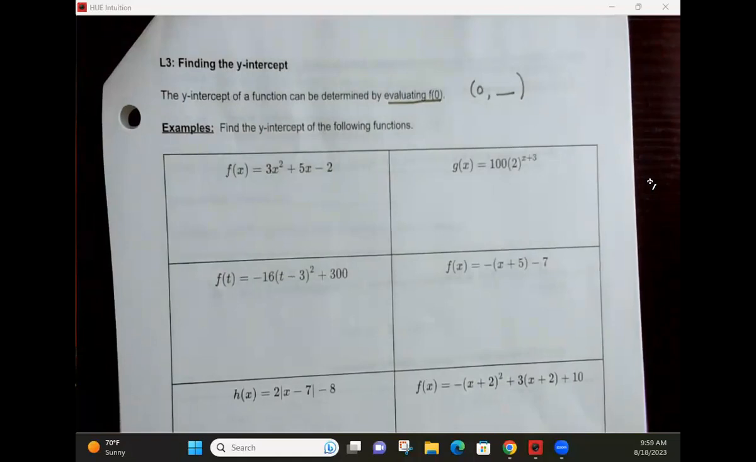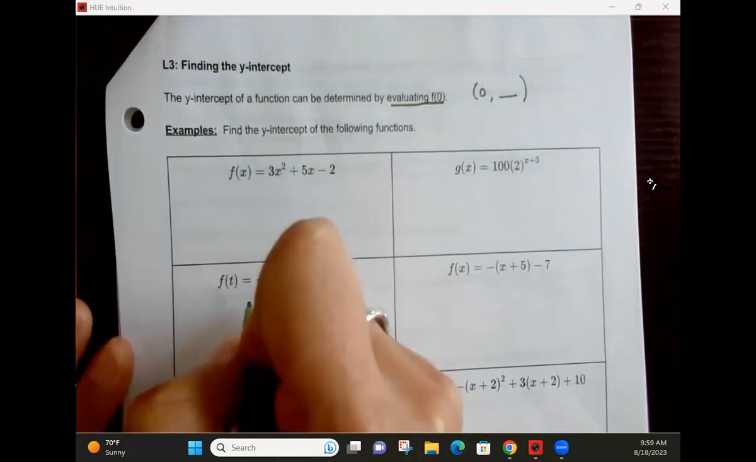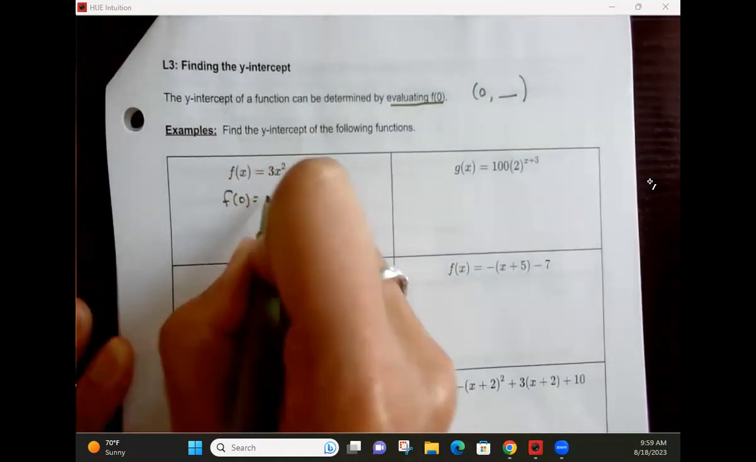Now, for some functions, this is pretty easy and you'll get through them really quickly. For some of them, it's going to take a little more computation to get there, but it's the same idea for everything that we're going to look at for today. So if I want the y-intercept for this first function, we are plugging in 0 for x. We are evaluating f of 0.